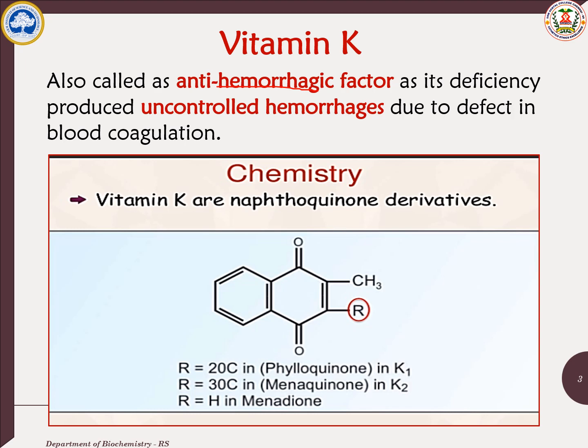This is the structure of vitamin K, which is a naphthoquinone derivative. In the structure, you can see a methyl group and a side chain attached to the naphthoquinone derivative. If the side chain has a 20 carbon structure, it is called phylloquinone, that is vitamin K1. If a 30 carbon structure is present as the side chain, it is called menaquinone, which is vitamin K2. If an H atom is attached as the side chain, then the structure is called menadione.